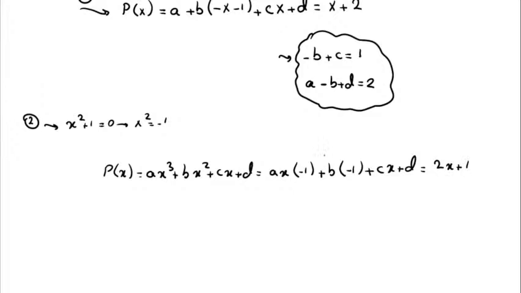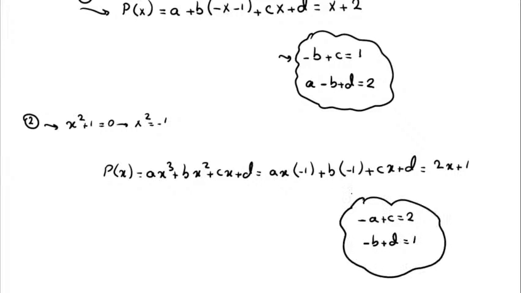So, here, if you consider the coefficient of x, on the left-hand side it will be negative a plus c equal to 2. And if you consider the coefficient of the constant term, negative b plus d equal to 1. Okay, now let's try to write all these equations. Negative b plus c equal to 1, a minus b plus d equal to 2. Let's see, can we find a, b, c that satisfy this? Negative b plus d equal to 1.